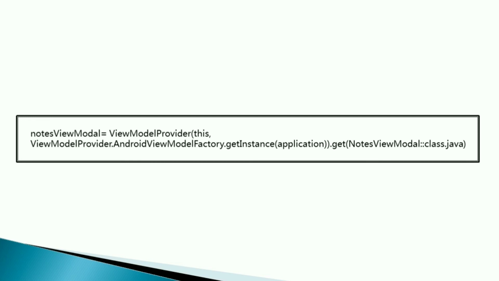As seen earlier, we are calling its get method to return or create view model. This method requires one parameter. This parameter is the ViewModel class to create an instance. We are passing NotesViewModel as argument for this parameter. Because we have to create instance of NotesViewModel class, also we have appended ::class.java to it.